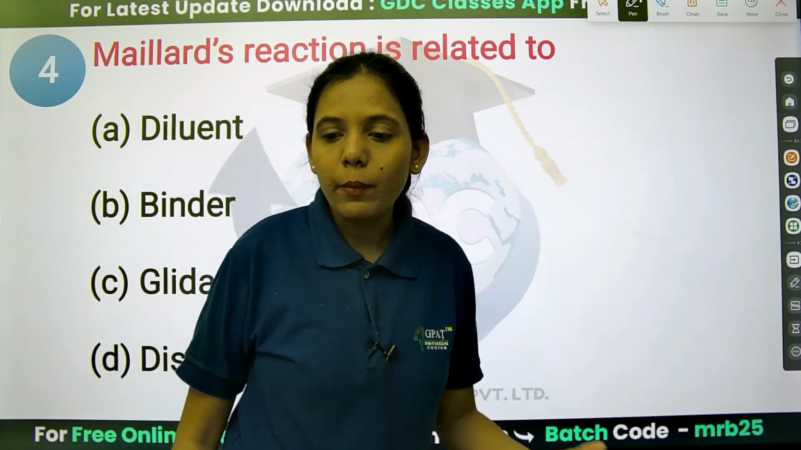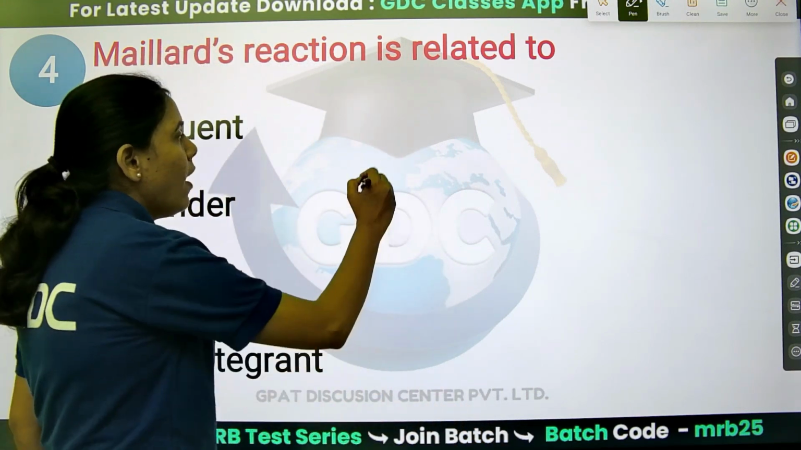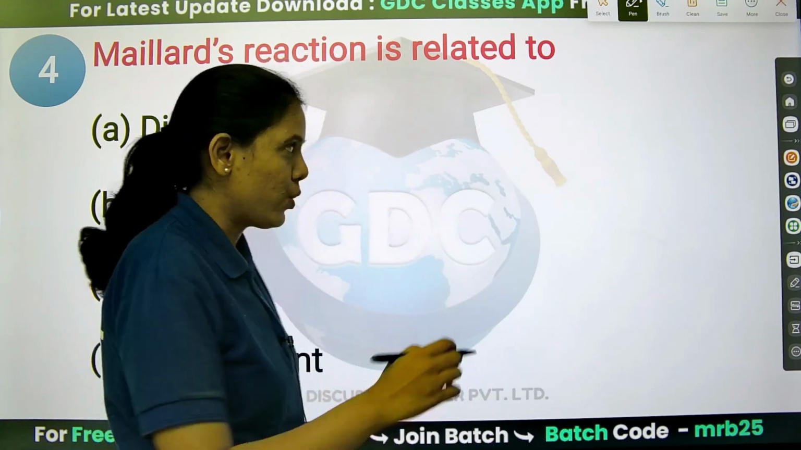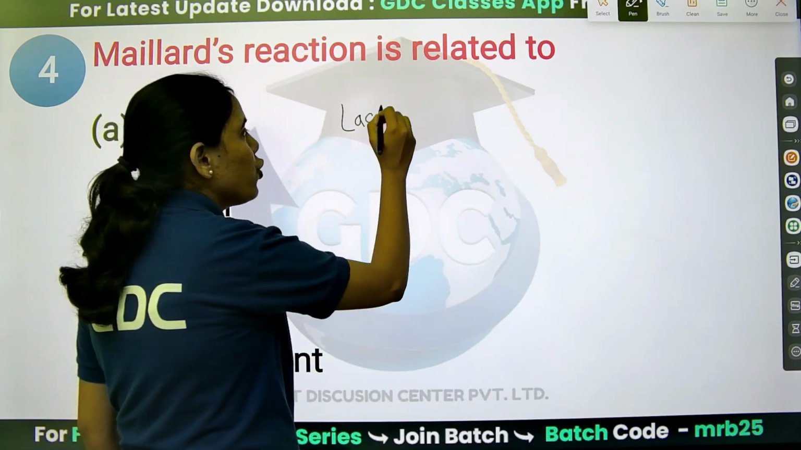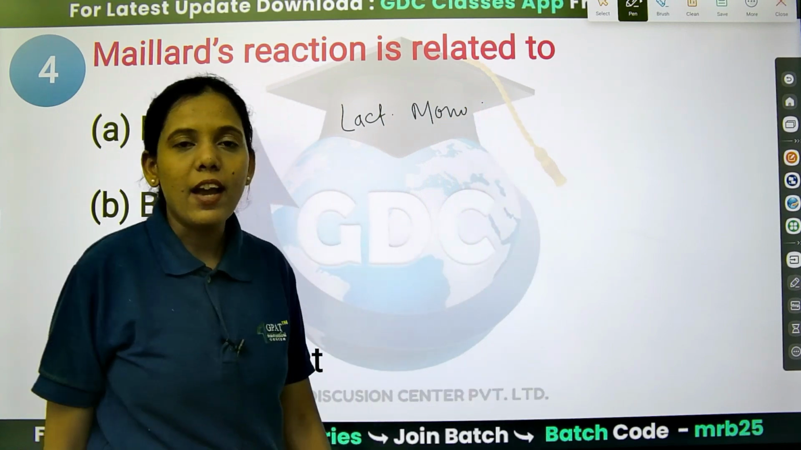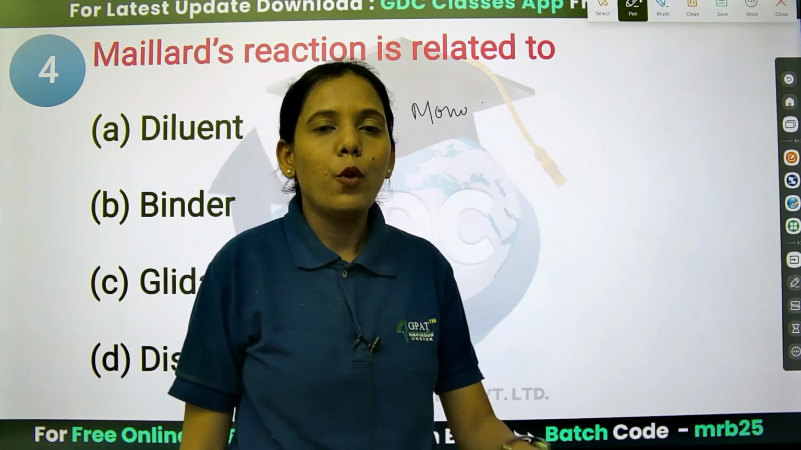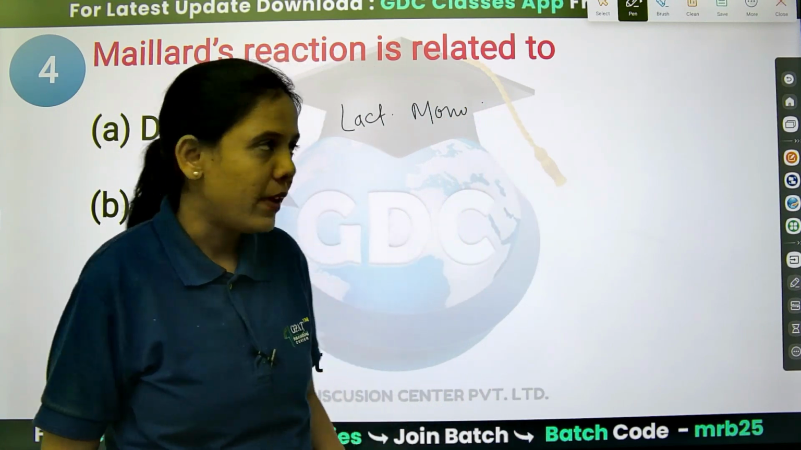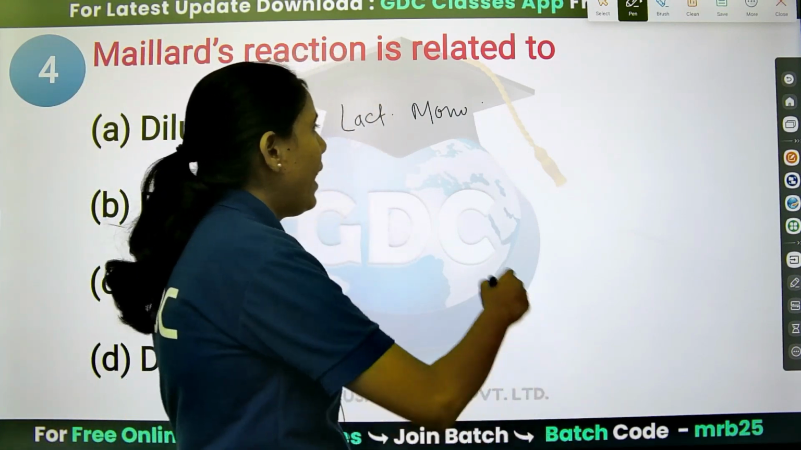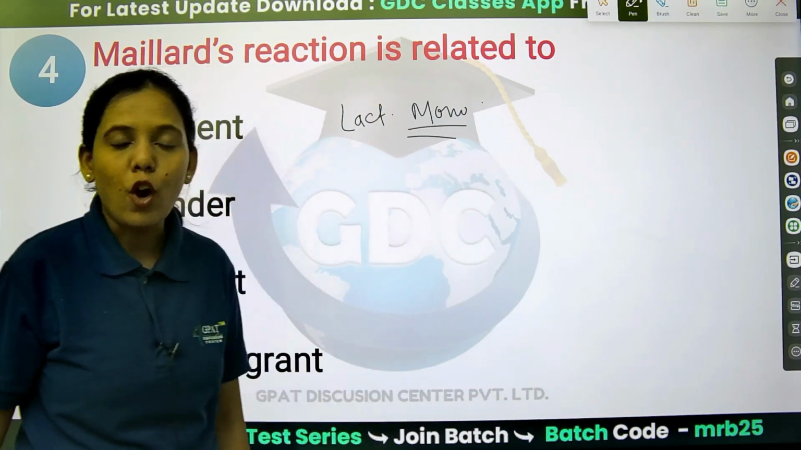Maillard reaction is nothing but which happens with the diluents, okay, and that too mainly lactose. So we have lactose monohydrate and we have lactose anhydrous, okay. Monohydrate means water molecule is present, and anhydrous means water molecule is not present, okay.